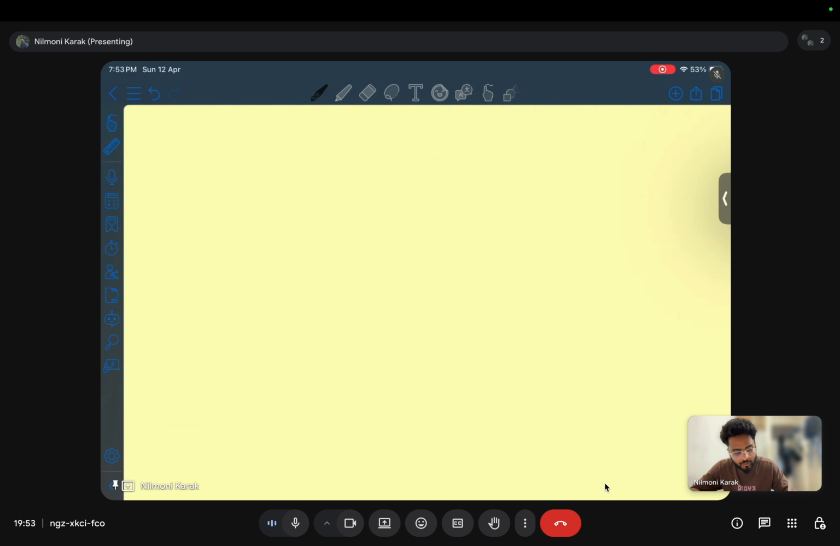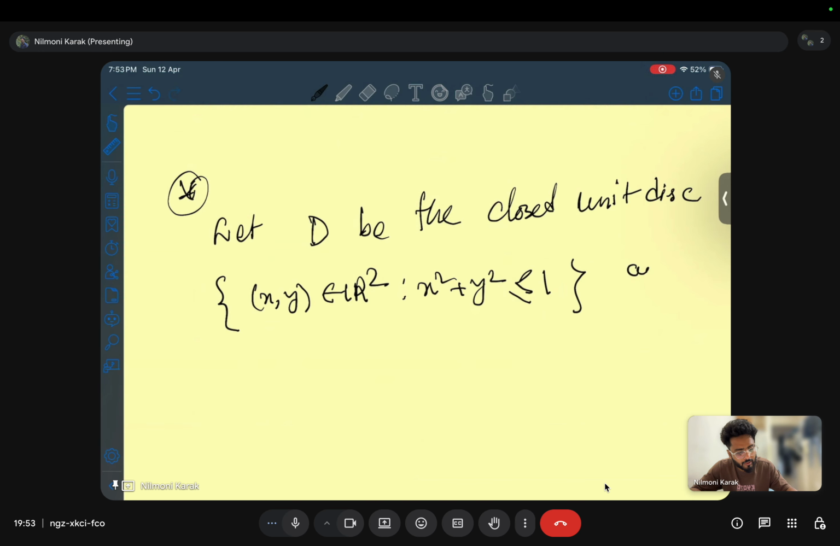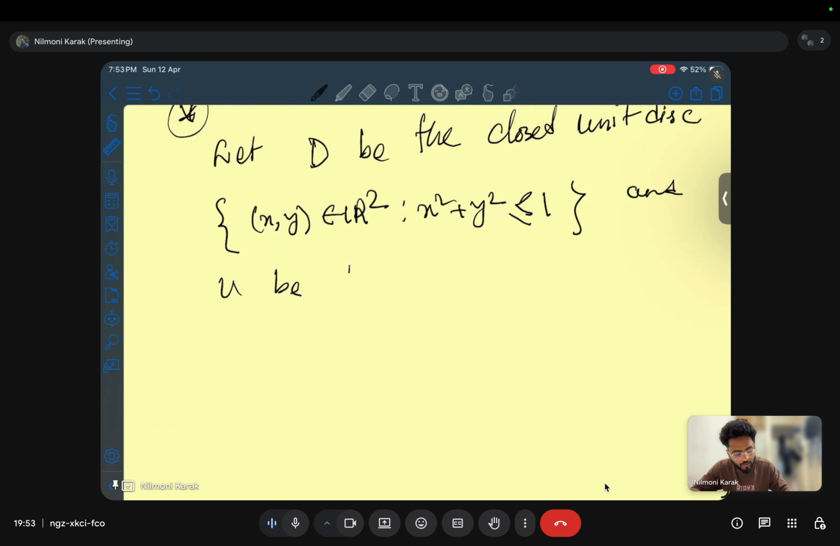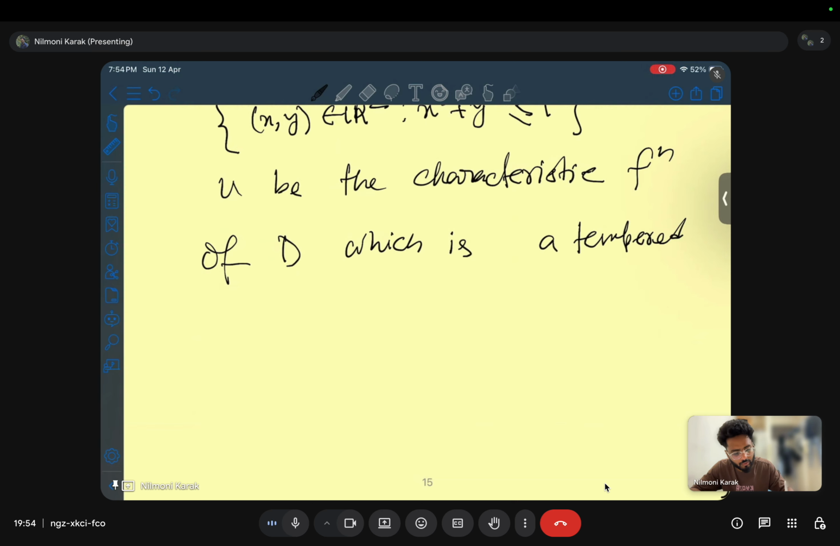For intuition, let D be the closed unit disk x squared plus y squared less than or equal to 1, and U be the characteristic function of D, which is a tempered distribution.